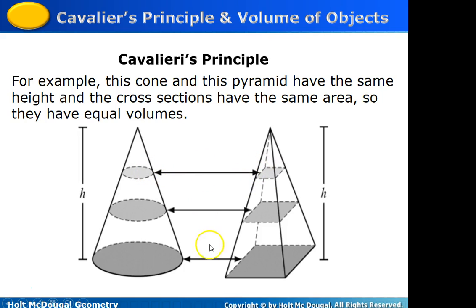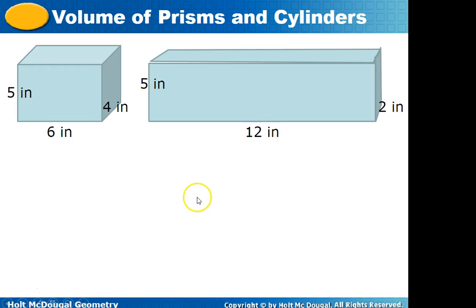Notice that these are parallel lines and they have to do with parallel planes. And that's what this says. It says this cone and this pyramid have the same height and the cross sections have the same area, so they have equal volumes. An example of that here is if we look at this base, it's 6 by 4. That would be 24. And this prism over here is 5 inches tall. This one is 12 by 2, so it also has the same base area.